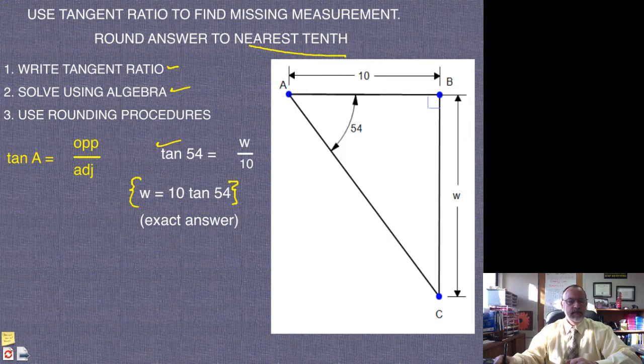Now that I've written my ratio and done the algebra, now I use my rounding procedure to answer the question. So to round off, I put 10 tangent 54 in my calculator, and I'm rounding to the tenths place, which is right here where the 7 is. The only digit I need in order to round to the tenths place is the one that's next to it, the hundredths place, so that's the only digit I write. I don't write all those other numbers past the hundredths place.